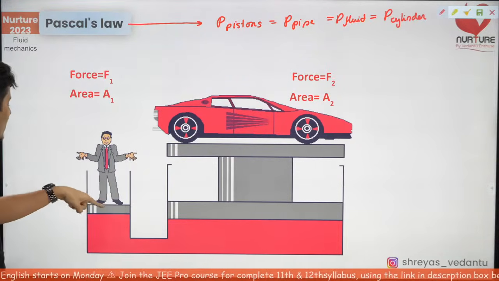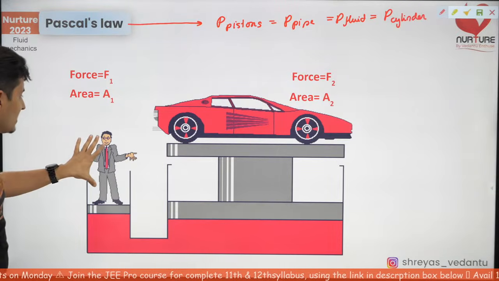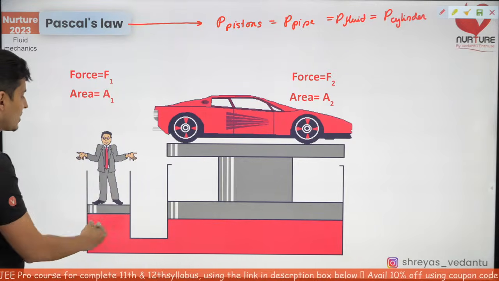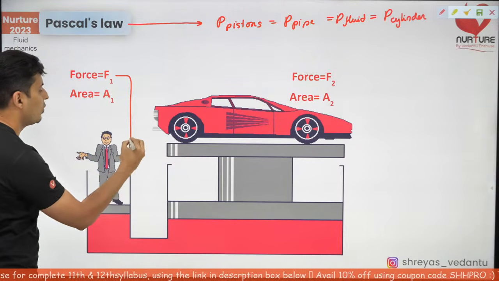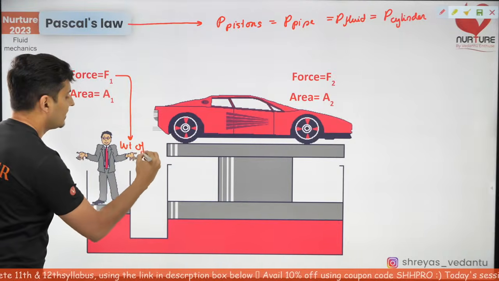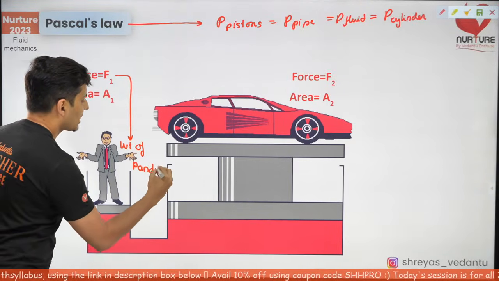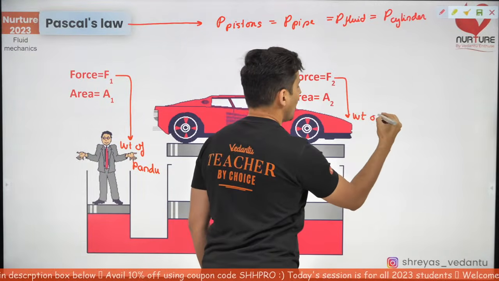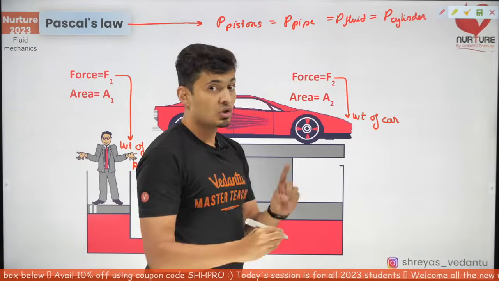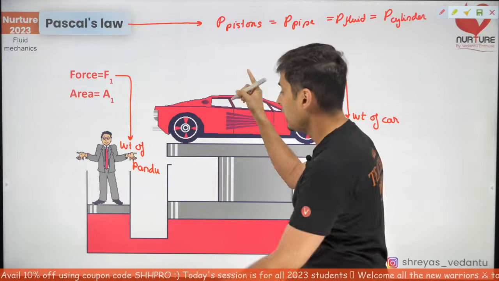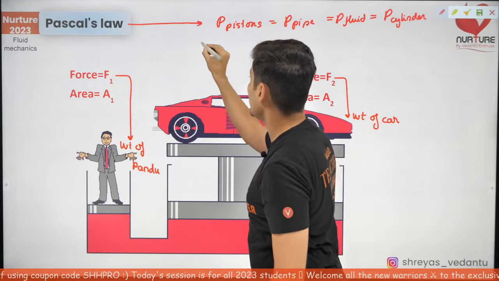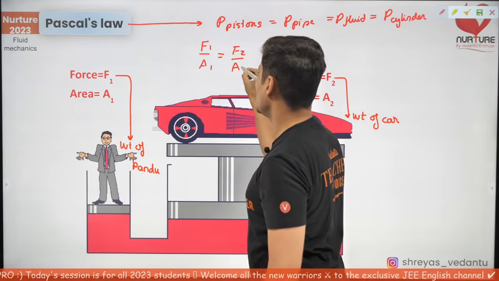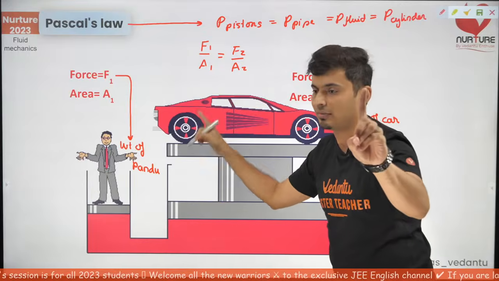Now, what is the pressure on the piston? See, this Pandu has some weight, correct? So, he is applying some force F1. F1 is basically the weight of this particular Pandu. What is this F2? This F2 is nothing but the weight of that particular car. So, can I not say the pressure here and the pressure here are equal? Therefore, F1 by A1 is equal to F2 by A2.